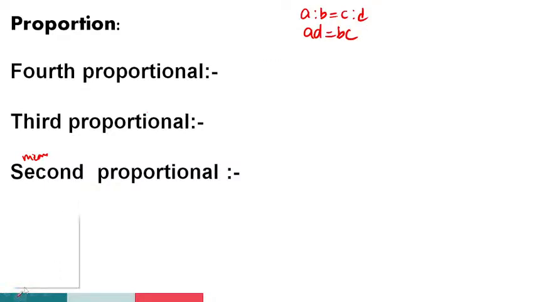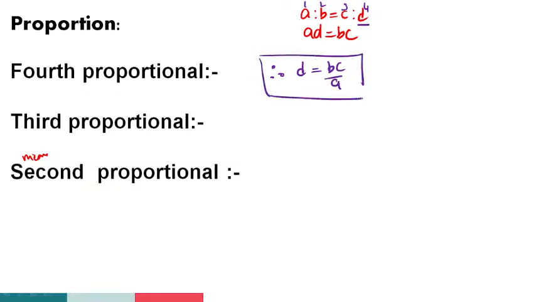We have to find out the fourth proportion. Fourth proportion means 1, 2, 3, 4, find out the D value. Fourth proportion formula is D is equal to BC by A. D is equal to BC by A. Just remember the fourth proportion formula.